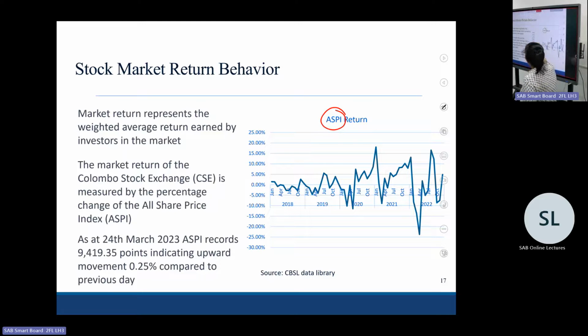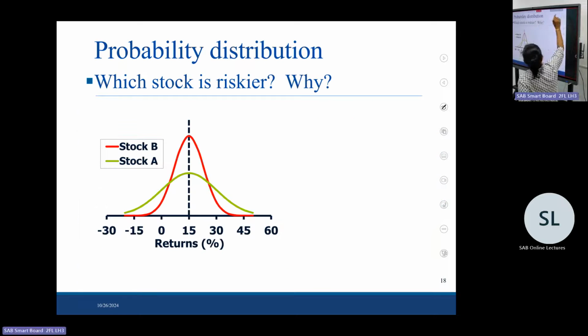So then you can see the market return behavior for a particular period. If there's a risk, it is affected by systematic risk factors and unsystematic risk factors. So likewise, certain factors are affecting it, so it is variable. Right. So if you look at this diagram, the previous one is the market portfolio, market return.